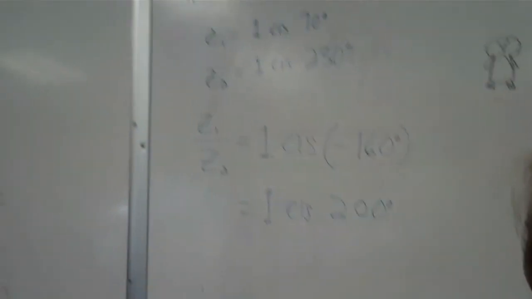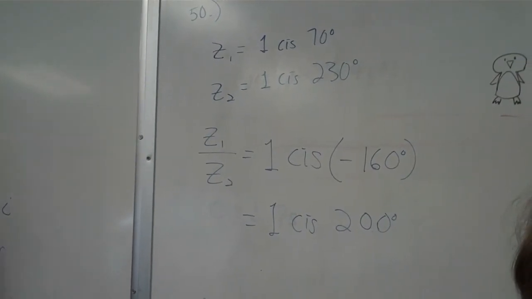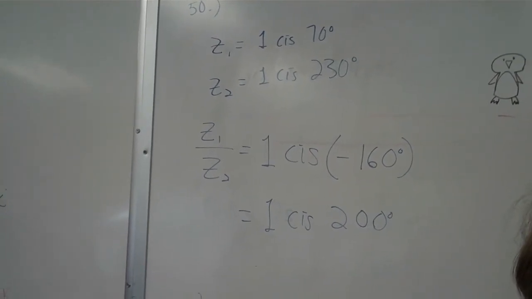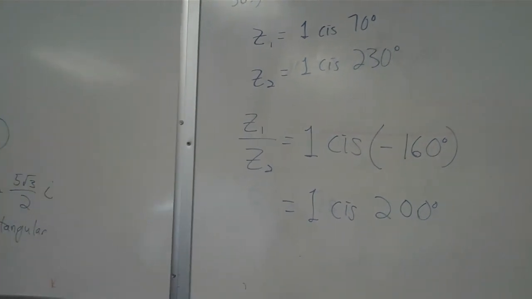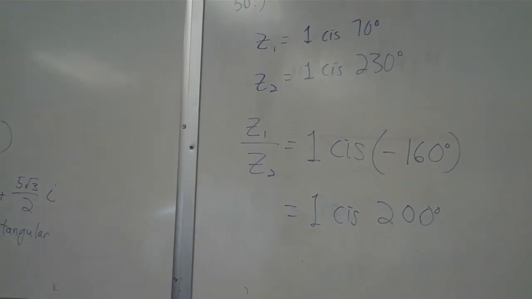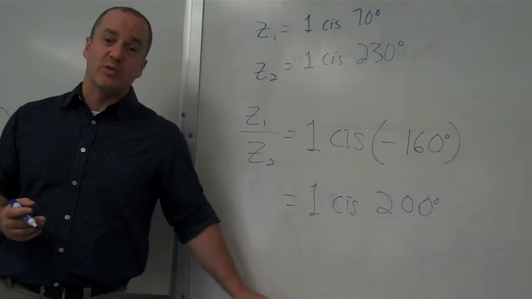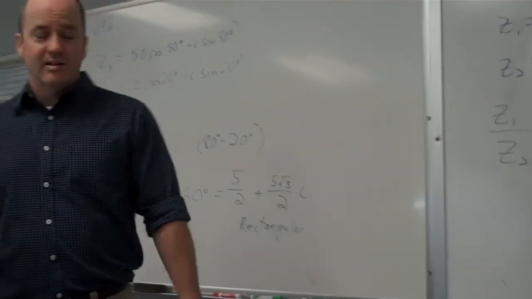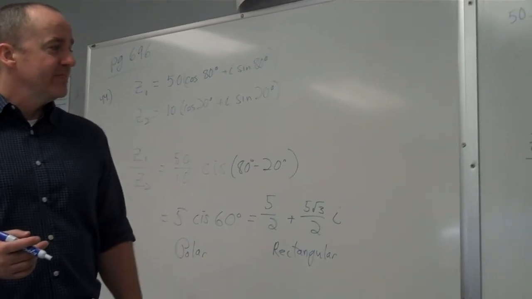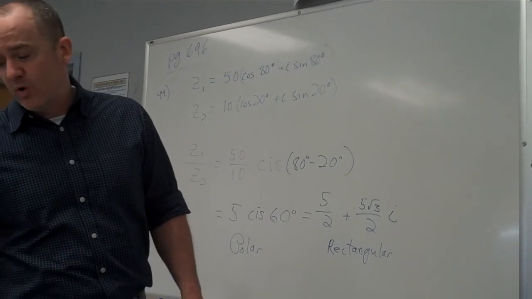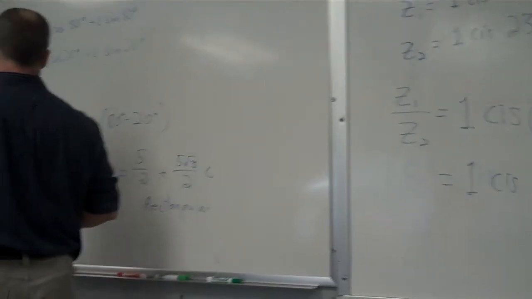That's not one I would expect you to be able to convert to rectangular without a calculator, because 200 degrees doesn't give you a reference angle of 30, 45, or 60. It gives you a reference angle of 20. And now 52. You have to convert to polar first and then divide.